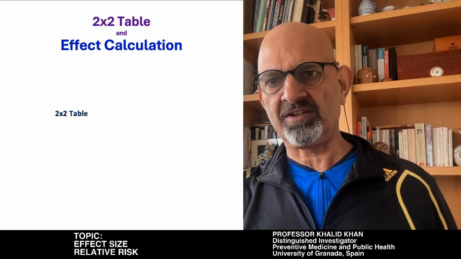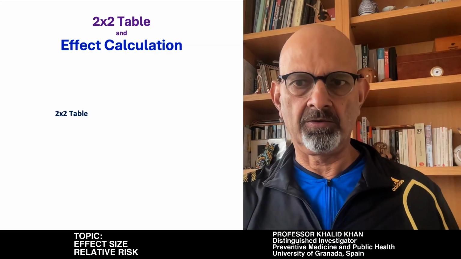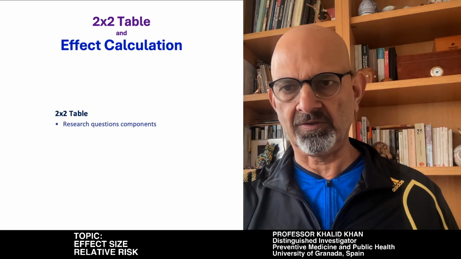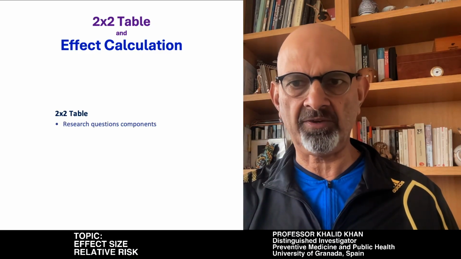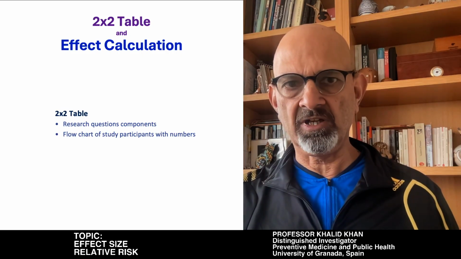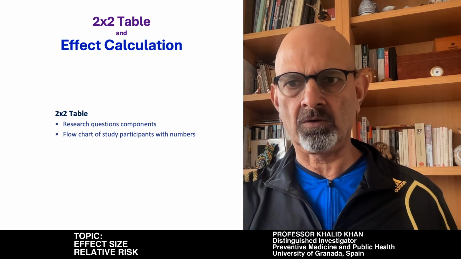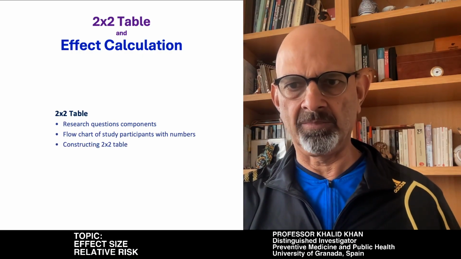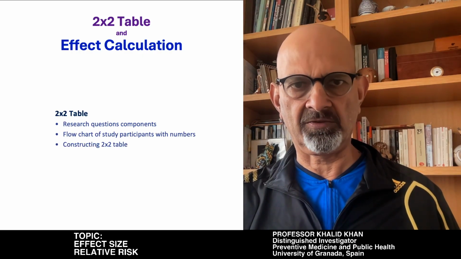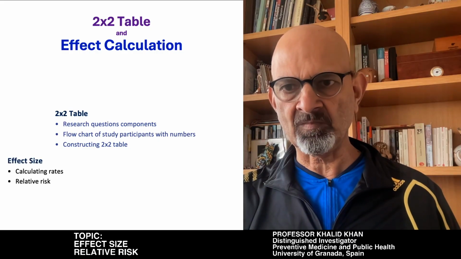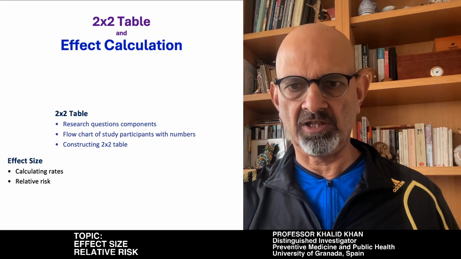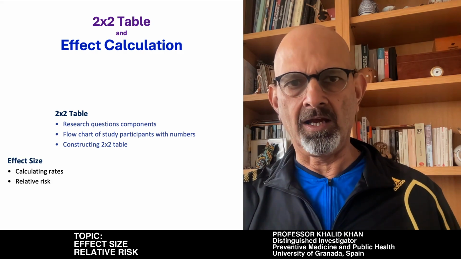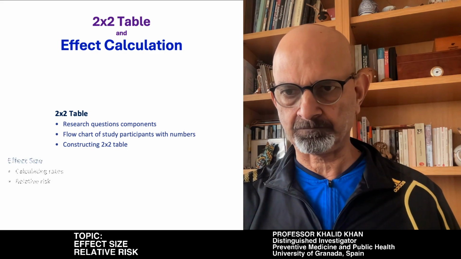To get to effect size, we've got to pass via a 2 by 2 table in the case of binary outcomes. This is an element of the research question. From the various elements of the research question, we construct a flow chart of participants with numbers. And from this comes the 2 by 2 table. From this, we can move on to calculate outcome rates per group and then relative risk.